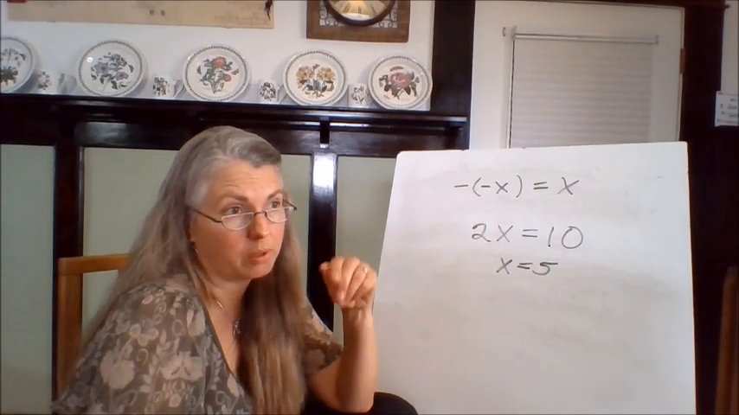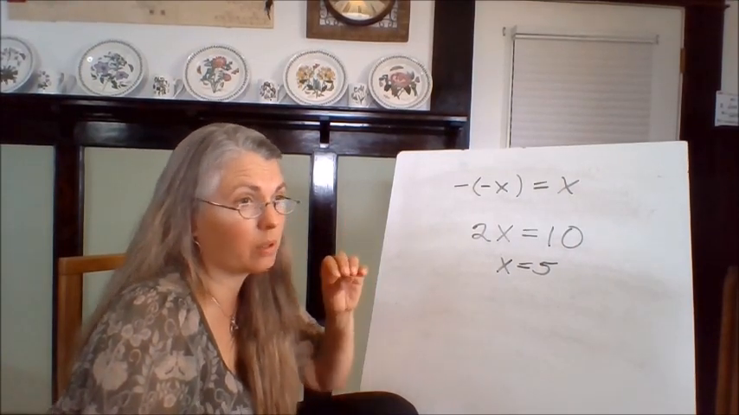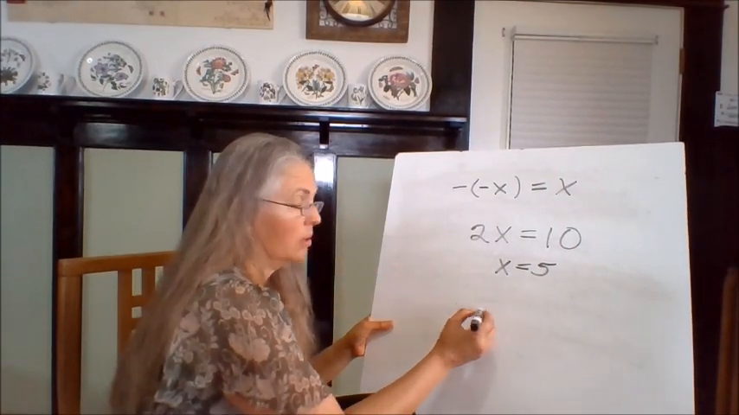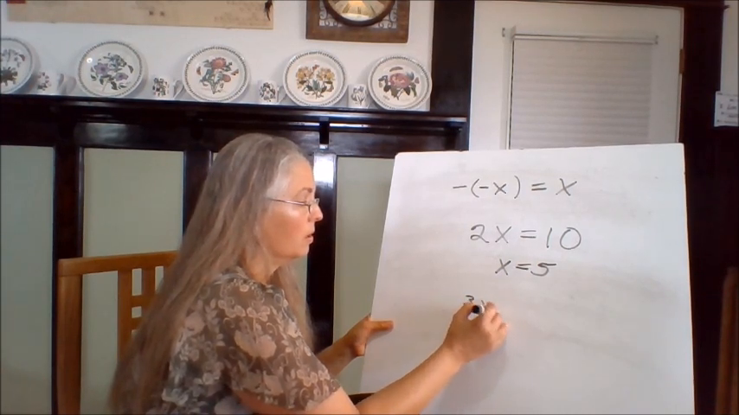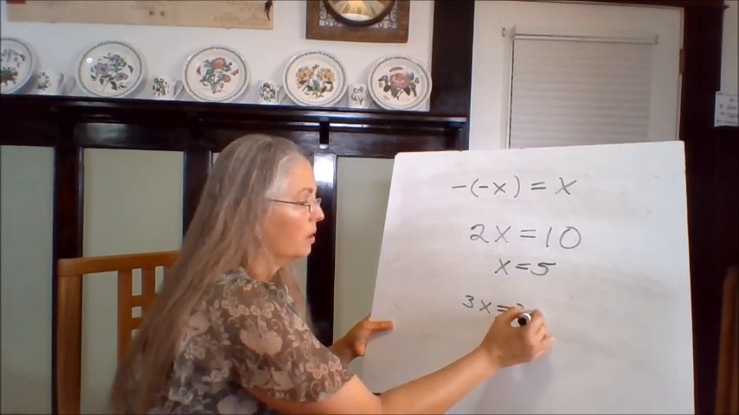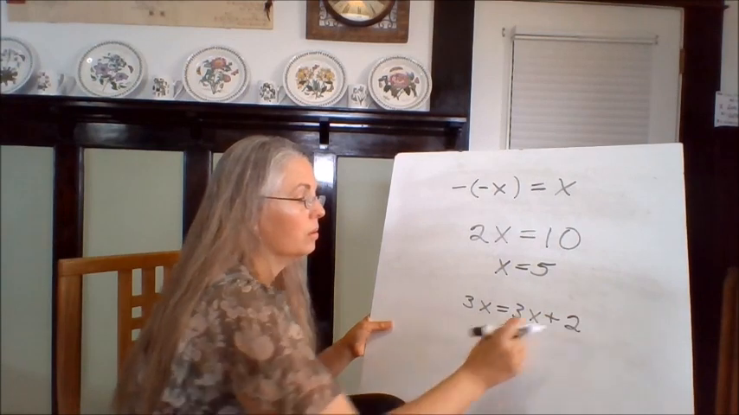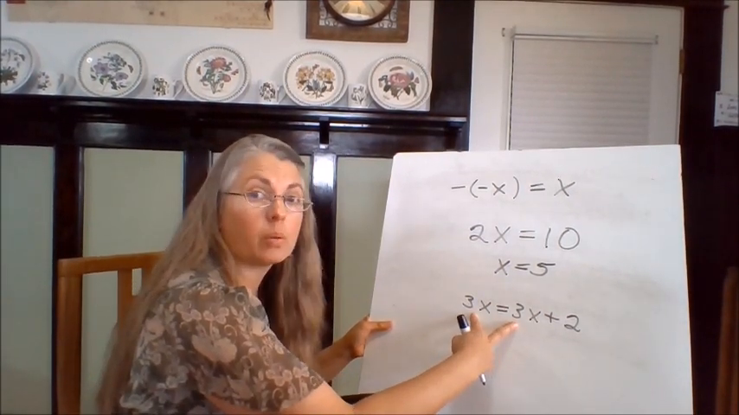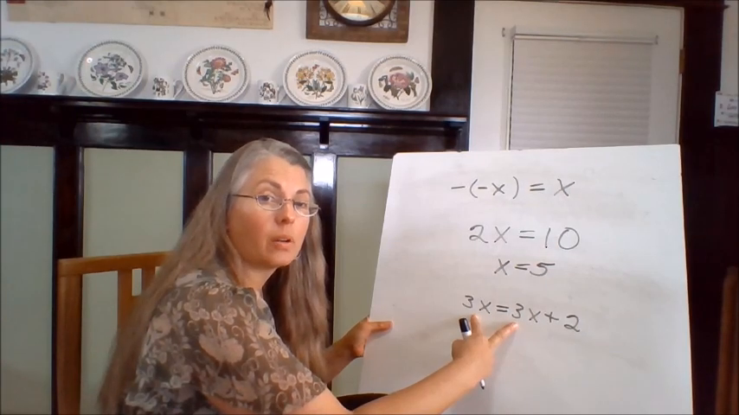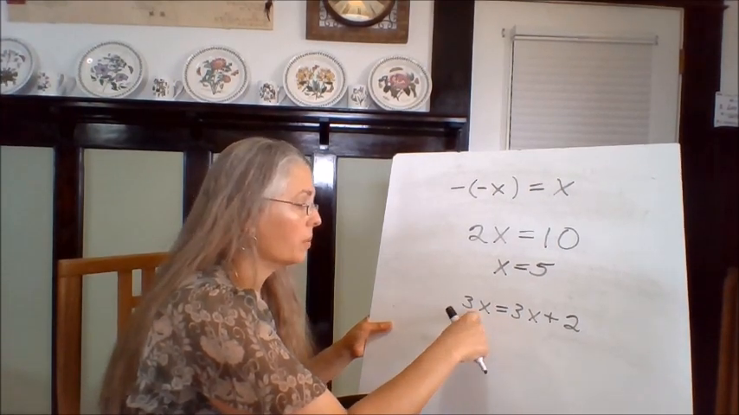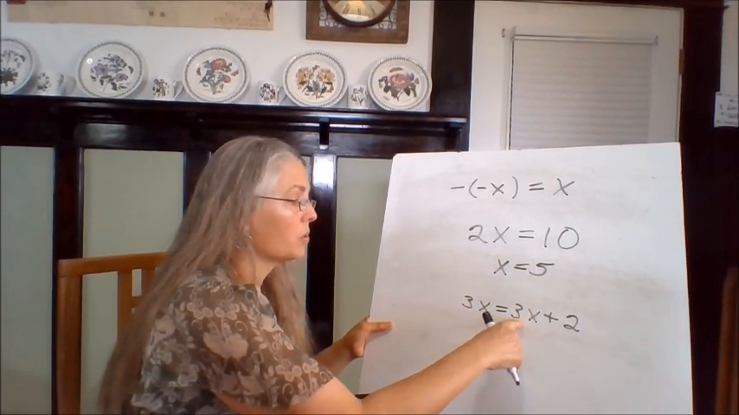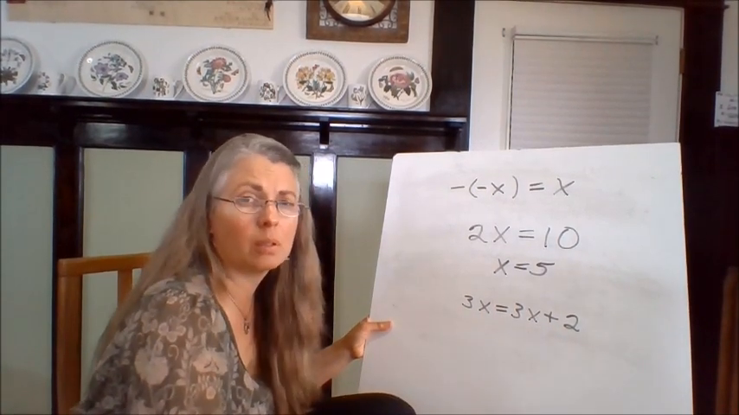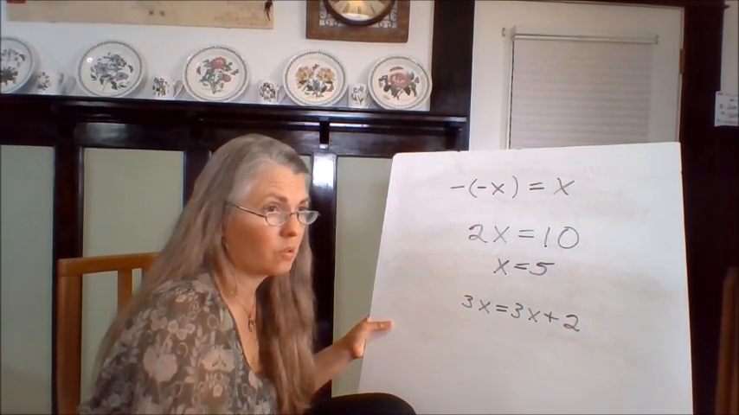It might be true for all numbers. Or it might be not true at all. You could have a false statement. Like I could say 3x equals 3x plus 2. So there's an equation. There's x's on both sides of the equal sign. Is there any number that if you triple it, that would be the same as tripling it and adding 2 to it?